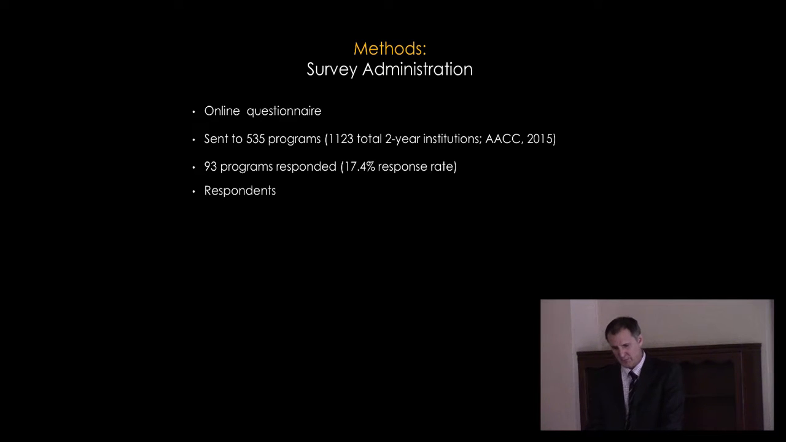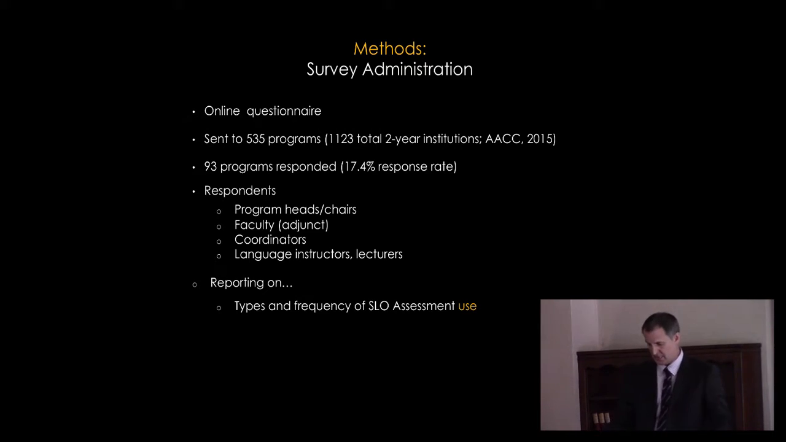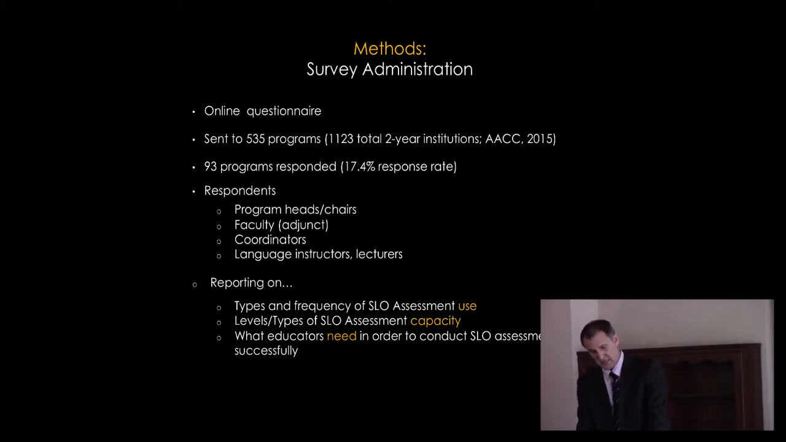Respondents were program heads and chairs, faculty, sometimes adjuncts, coordinators, language instructors and lecturers, whoever we could find that would be likely to be able to report on the assessment activity happening in their program. And so we started with the most senior person, and if there was a one-person Spanish department, which is commonly the case in community college language programs, we asked that person. And they're reporting on three main things: the types and frequency of their assessment uses, how productive this whole process is, the types of assessment capacity in those categories that I described, and what educators need in order to conduct assessment successfully.